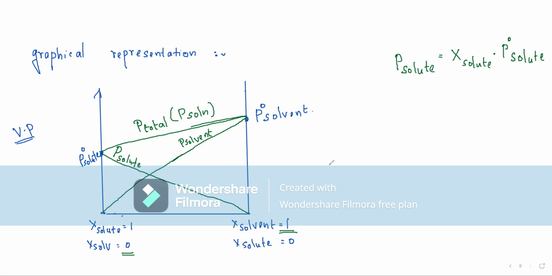So this is how we represent the ideal solution graphically. Vapor pressure against mole fraction. Pressure against the mole fraction graph for an ideal solution. So this is the graphical representation of an ideal solution.